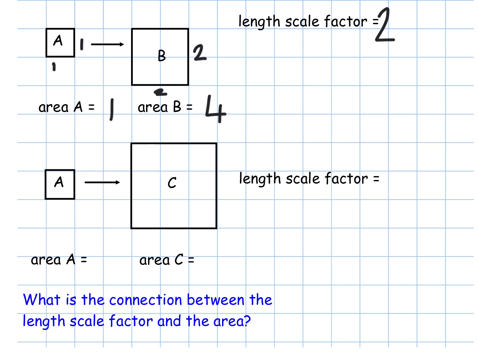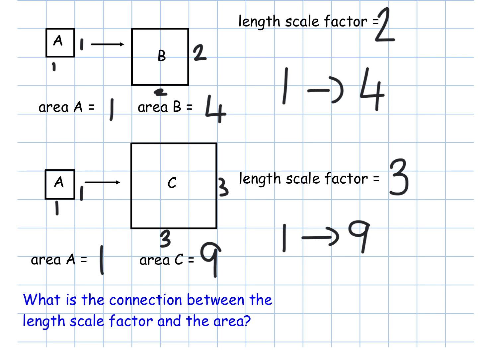Let's look at my second one. The small one is 1 by 1, so it has an area of 1. The big one is 3 by 3, so it has an area of 9. So the scale factor this time is 3, but the area has gone from 1 to 9. And before, the area went from 1 to 4. So can you spot the connection? When I doubled the length, I ended up timesing by 4. And when I tripled the length, I ended up timesing by 9.